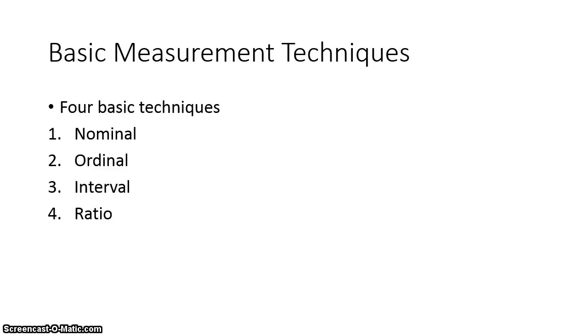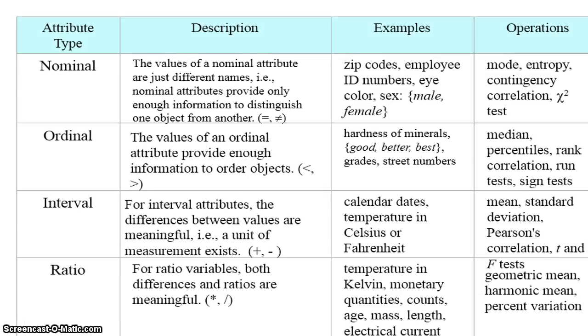Basic measurement techniques. There are 4 basic techniques: 1 nominal, 2 ordinal, 3 interval, and 4 ratio. Attribute type. Nominal. Description. The values of a nominal attribute are just different names. For example, nominal attributes provide only enough information to distinguish one object from another. For example, zip codes, employee ID number, eye color, sex, male or female, operation, mode, entropy, contingency, correlation, and test.